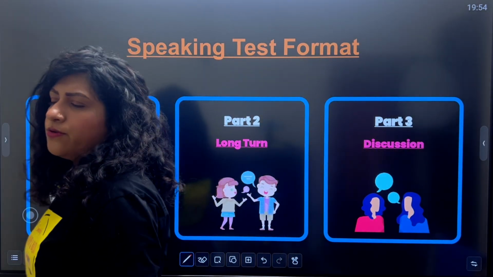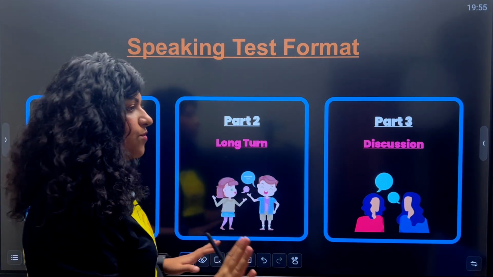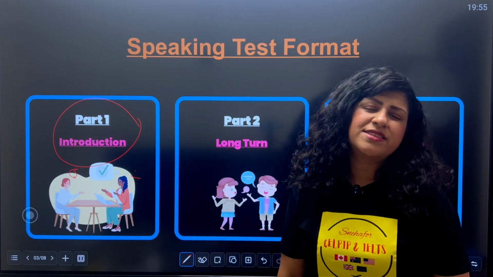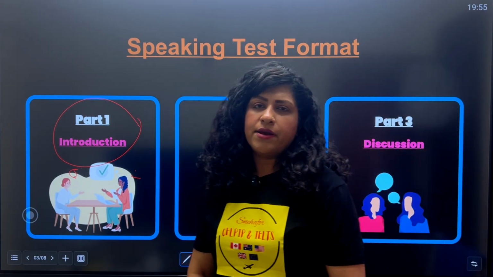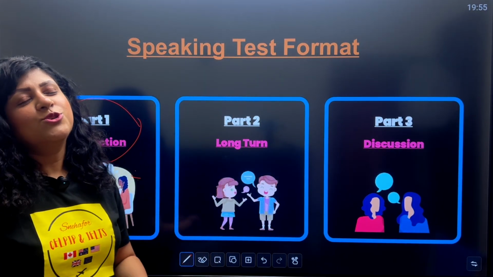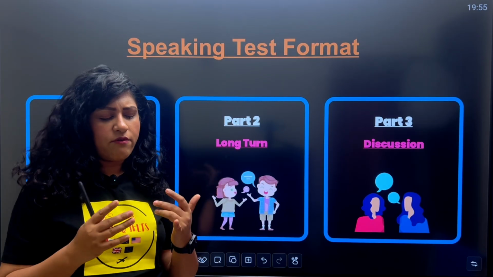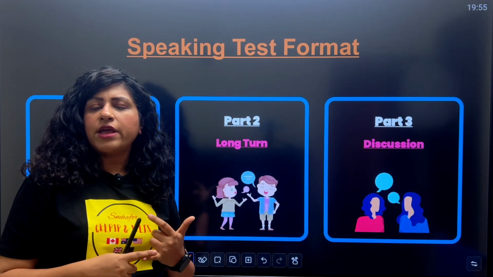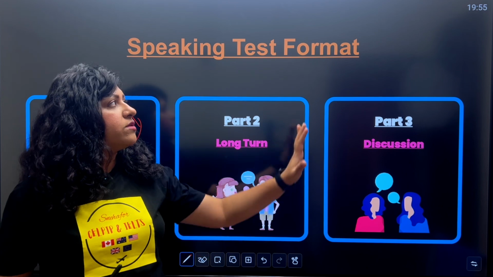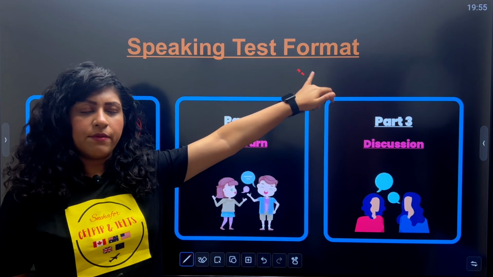Now I call it kind of a warm-up activity, a warm-up for the further tasks. So you actually need not prepare anything when it comes to part 1. It's a very general interview, right? Most of the things are about yourself, which we all know. So you only have to put those answers in front of the examiner. However, you have to make sure that you perform well on those standards that actually count when it comes to the band score of the speaking module, right?